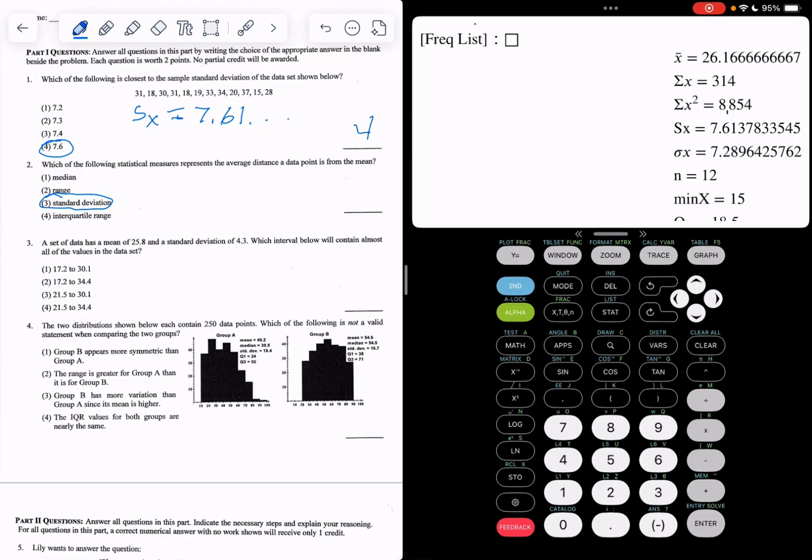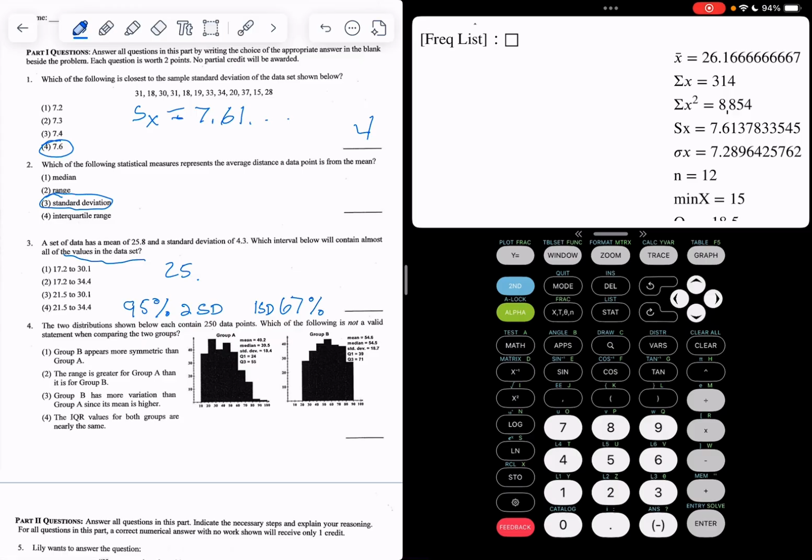All right, the next one, they want the interval below which contains most of the values of the data. You have to remember, 2 standard deviations is 95%. 1 standard deviation is 67%, right? So if you're looking for typical, you would say 67. If you're looking for most, 95% of the data is most of the data.